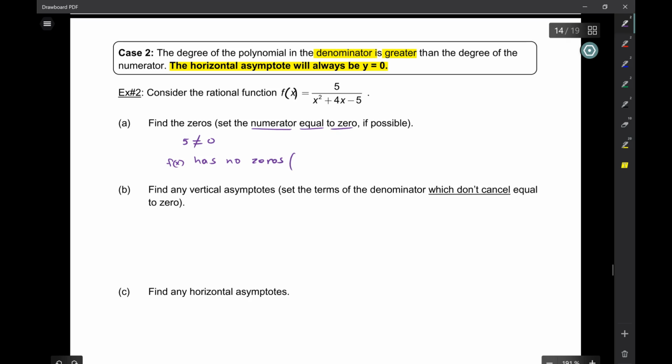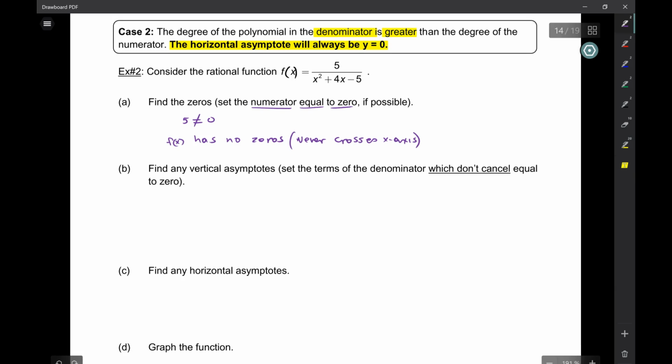What does that mean about how it looks? Right, it's either above or below. It never crosses the x-axis. How weird is that? Okay, now we want vertical asymptotes. For these, you need to set the terms of the denominator which don't cancel equal to 0.